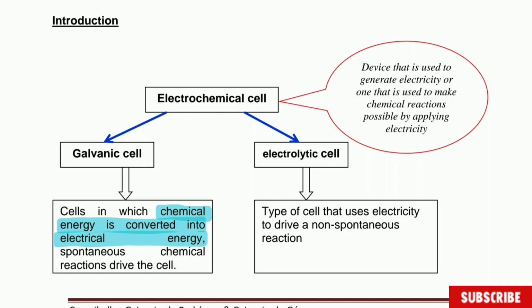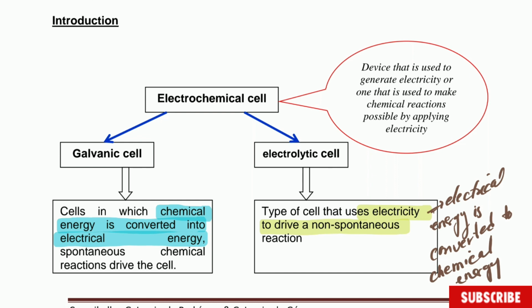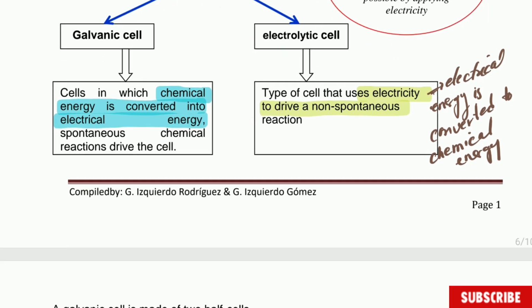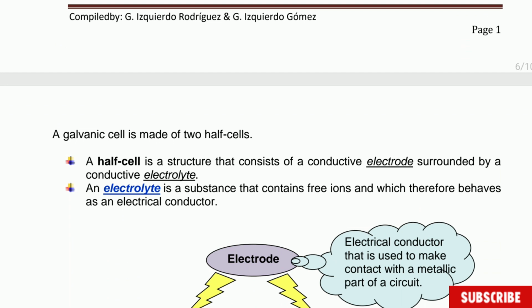An electrolytic cell is the one that converts electrical energy into chemical energy. So in this case, you use electrical energy to drive a non-spontaneous reaction. We can summarize this by saying that electrical energy is converted to chemical energy. That is the most important part of this one. So we're going to focus now on a galvanic cell.